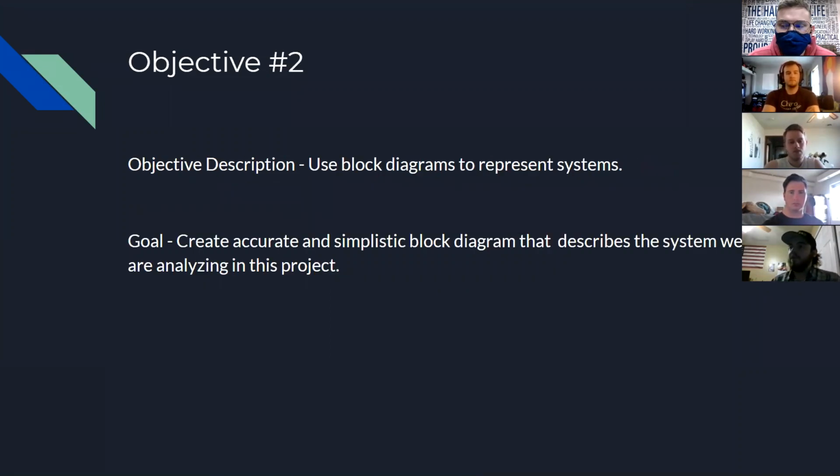The second objective is to learn how to use block diagrams to represent systems. This can be a very simple way to represent complex systems. So our goal is to take our system and create an accurate and simplistic block diagram that describes the system we are analyzing in the project.